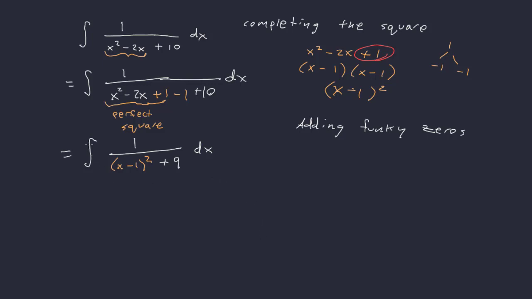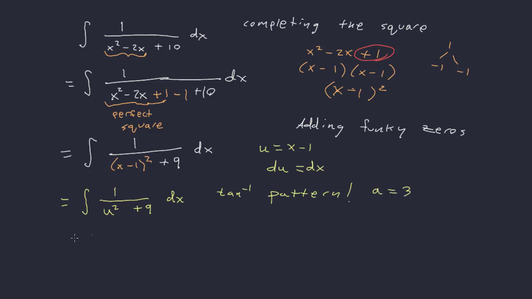Now, here's the question. Does this pattern look familiar now? And if not, how about if I let u be x minus 1? And then I said that du was dx. And then I rewrote this integral in terms of u and said it's 1 over u squared plus 9. Hopefully now it's more familiar as a tan inverse pattern. Okay. We have our u squared, we have our 9. So that 9 there means that our a is 3.